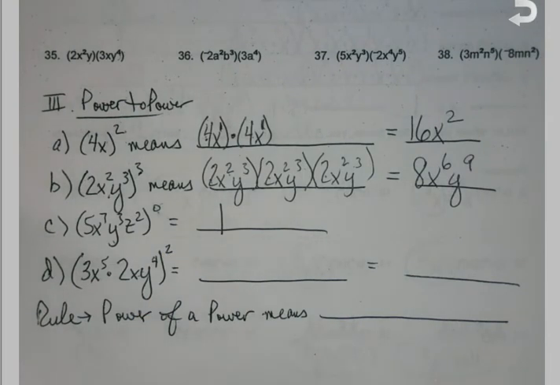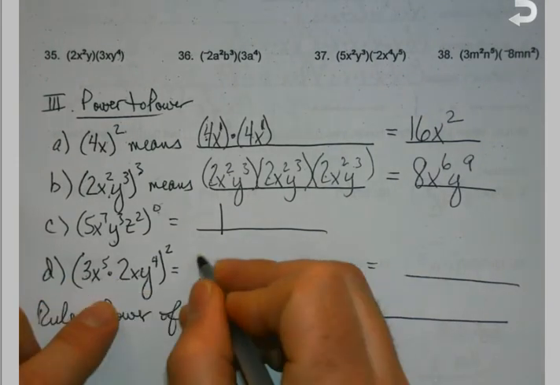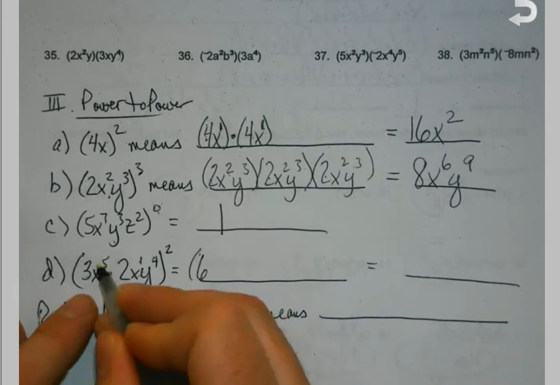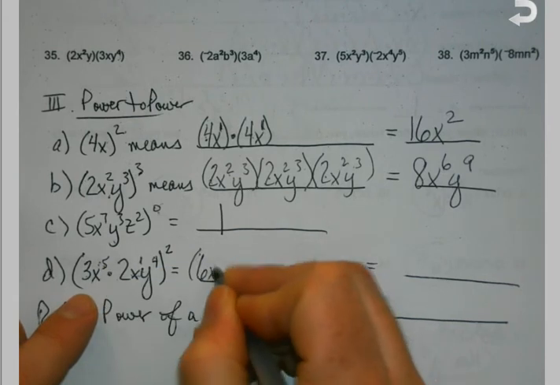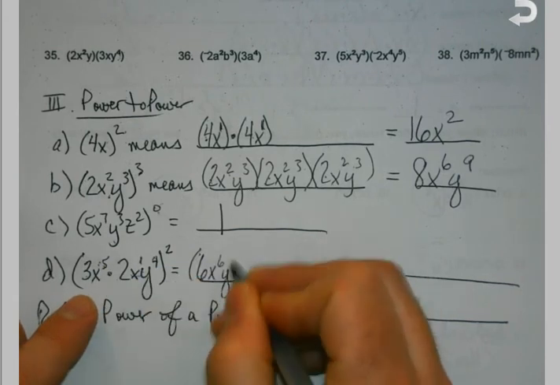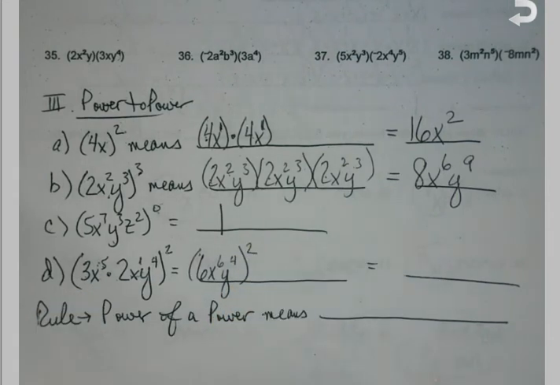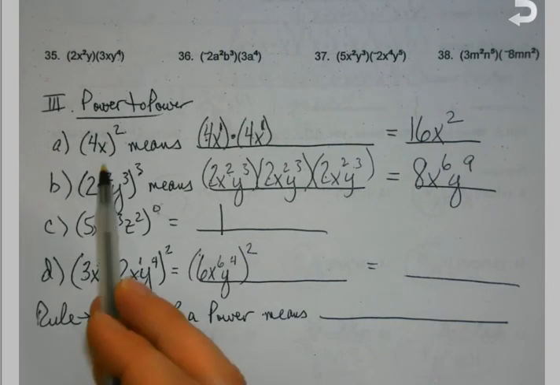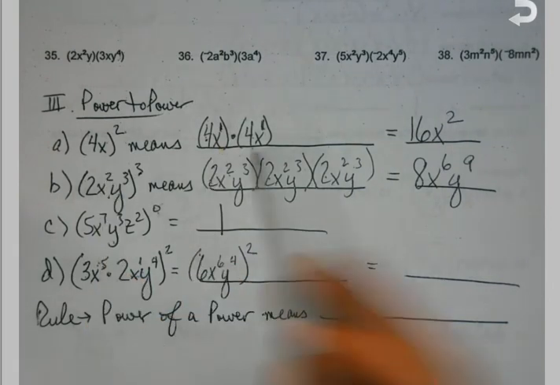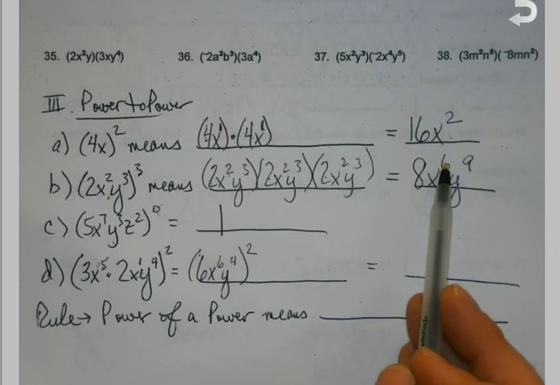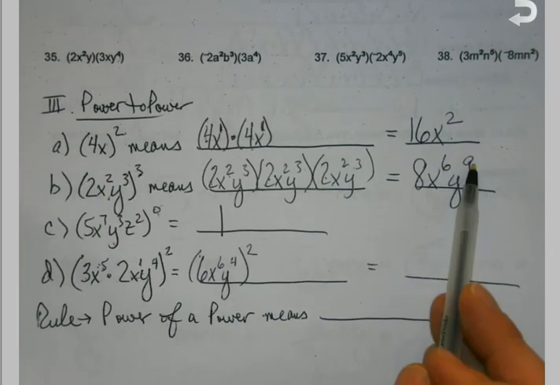I'd simplify what's inside first. So I'd multiply the 3 and the 2, get 6. I'd add my exponents on my x's, x to the 6th. There's only one y to the 4th here. But then I'm going to take a look for a minute before I write this out, because I should see a pattern here. I might not see it with this one because I'm still adding. But here, 2 times 3 is 6. 3 times 3 is 9.